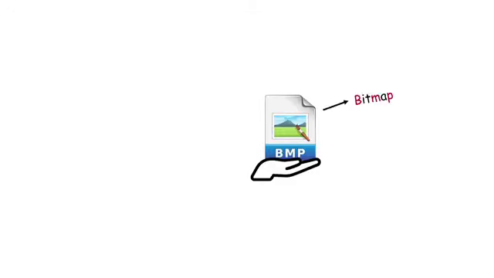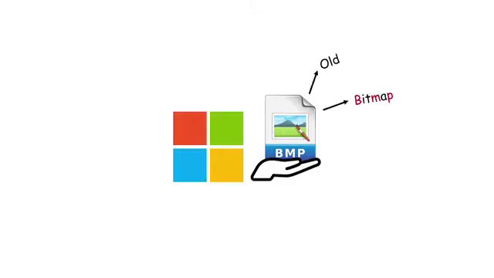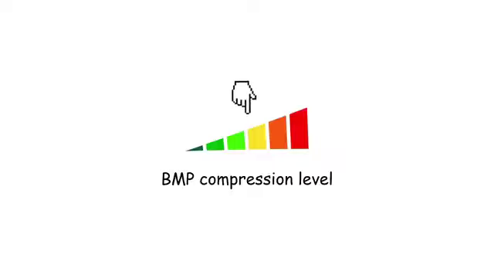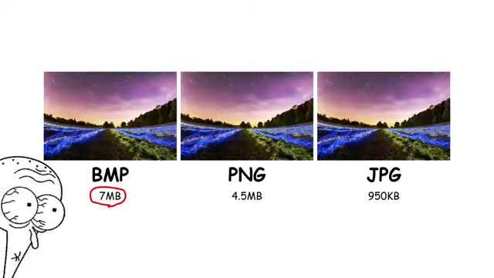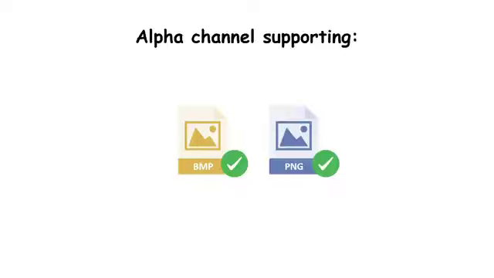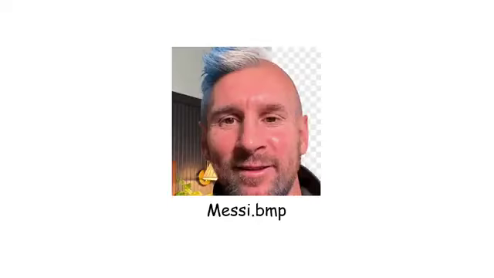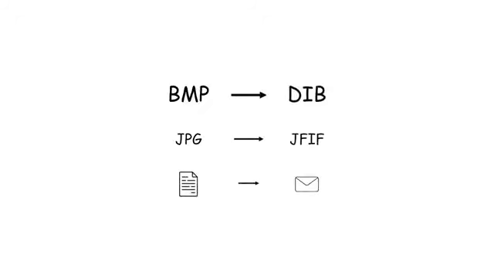BMP stands for Bitmap and is an old image format created by Microsoft. In this format, almost no compression is done on the image, and the image is saved with a quality close to the original and a terribly large file size. This format, like PNG, also supports the alpha channel, which means we can have a transparent background in it, and like JPG also has a container called DIB, whose role is exactly like GIF for JPG.